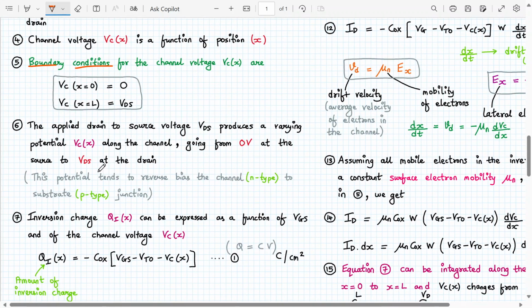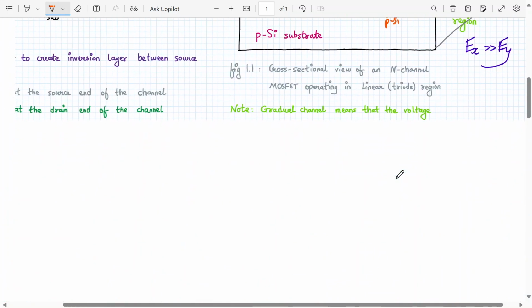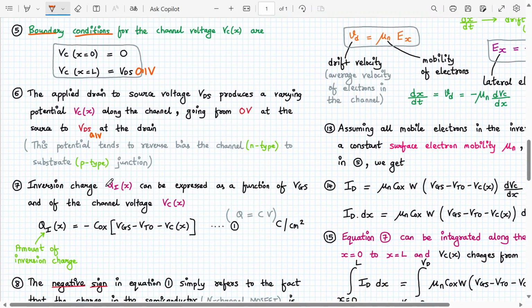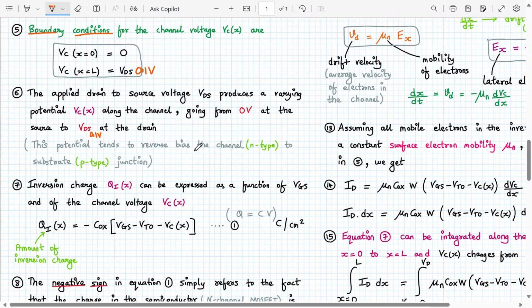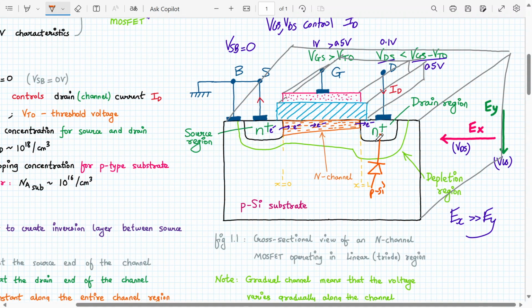Okay. Now the applied drain to source voltage produces a varying potential Vc of x along the channel going from 0 to VDS voltage. Let's say VDS voltage is 0.1. So here it is 0, here it is 0.1. This potential tends to reverse bias the channel N type to substrate PN junction. So this is P substrate, and I'll draw this diode over here. This diode, which is P silicon substrate and N plus drain region, will be reverse biased. That's why we have a bigger depletion layer over here. Yes or no? What we were saying, the potential tends to reverse bias the channel to the substrate junction, the PN junction with the drain region.